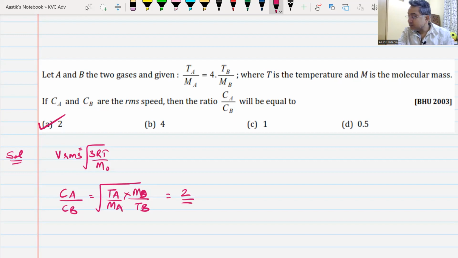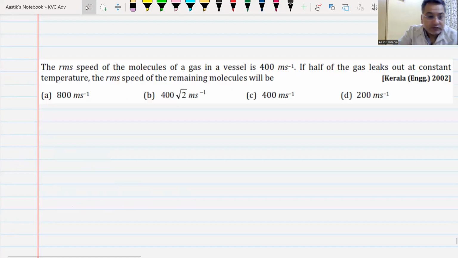Next question. Straightforward question. The RMS speed of molecules of a gas in a vessel is 400 meter per second. If half of the gas leaks out at constant temperature, what is the RMS speed of the remaining molecules? What is the answer for this one?